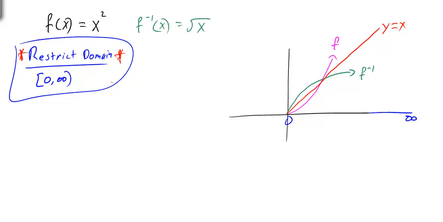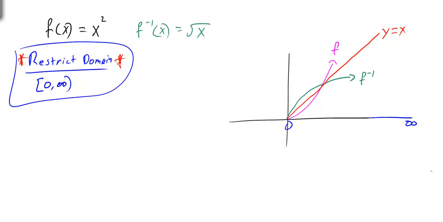So keep in mind that we can restrict the domain and force the function to have an inverse, but again, it's only going to be true on this particular domain. For our example here, this function only has an inverse as long as the domain is 0 to infinity. Now, there's other ways we could restrict the domain. We could have done just the opposite of this.